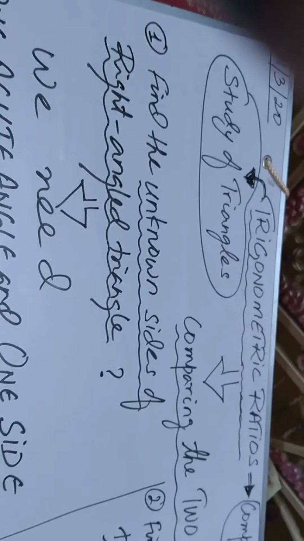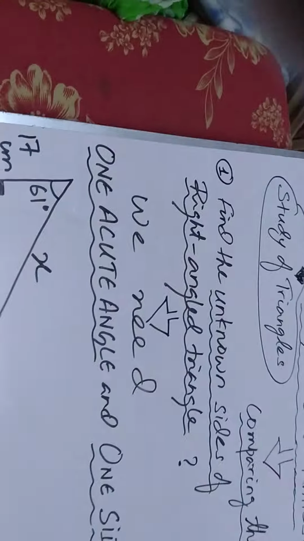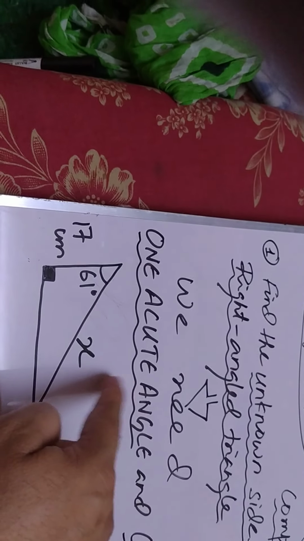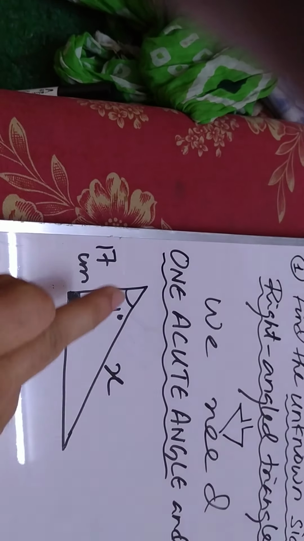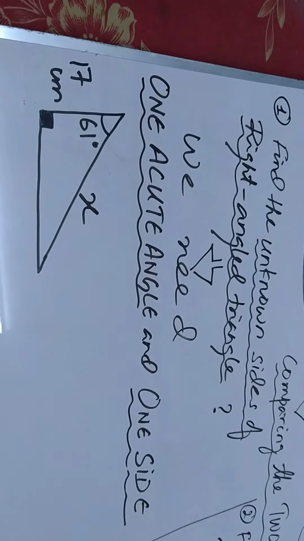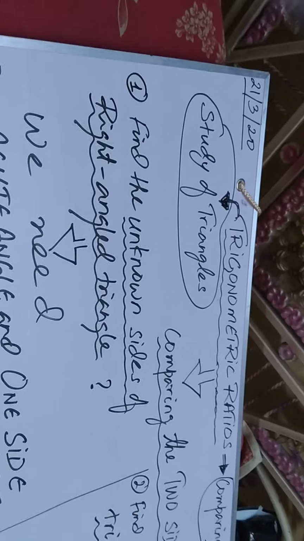What is Pythagoras theorem? It is the relation between the three sides of a right angle triangle: hypotenuse square is equal to base square plus perpendicular square. So the relation between the three sides of a right angle triangle is Pythagoras theorem. So Pythagoras theorem is also trigonometry. Guys, remember, trigonometry is study of triangle.